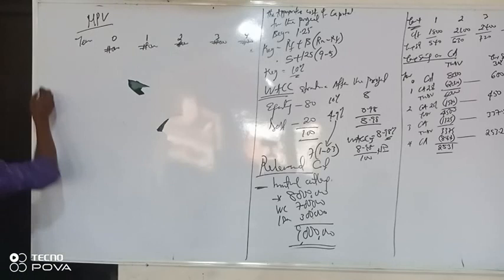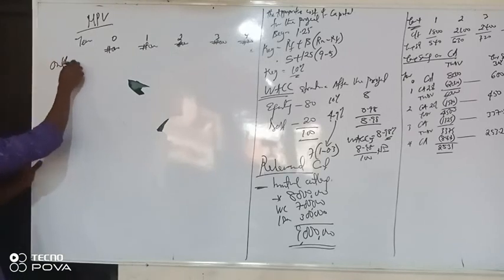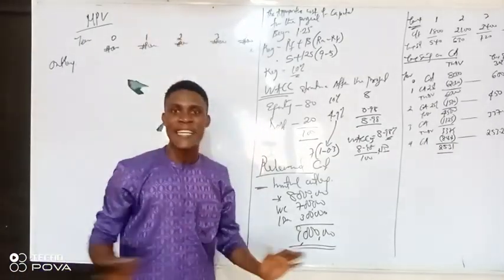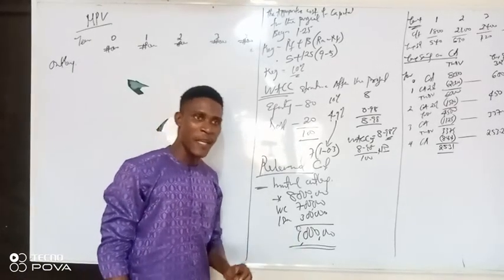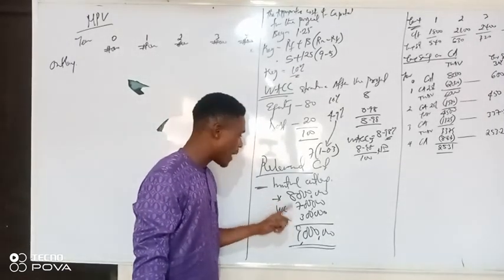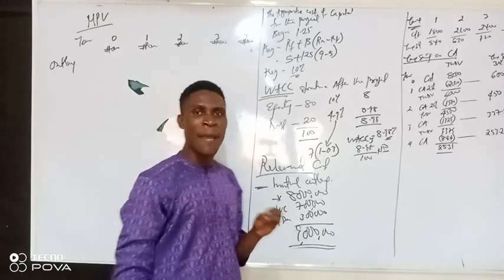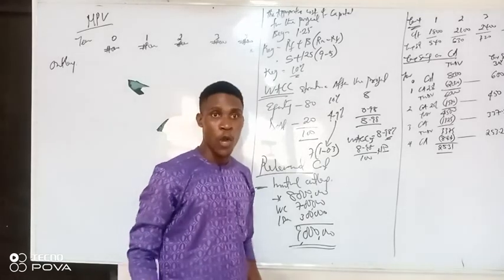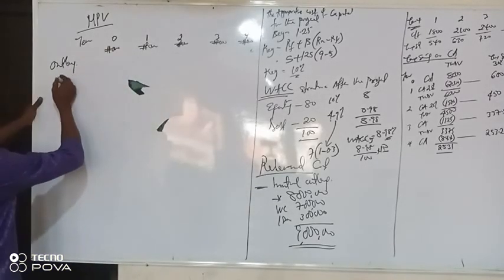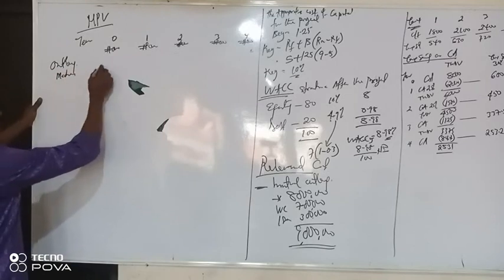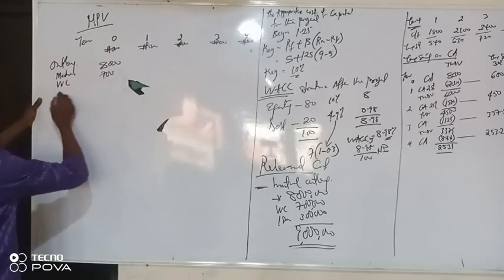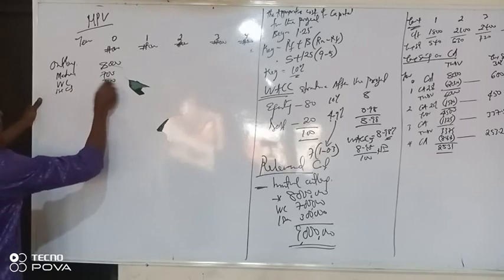Then our initial outlay. When you are dealing with normal NPV, how much do you incur in year 0? 9 million, Abi? You incur 8 million for assets, 700,000 for working capital, and 300,000 for new cost. When you are dealing with normal NPV, all your costs are coming in. If you like, you can say the machine cost is 8 million.